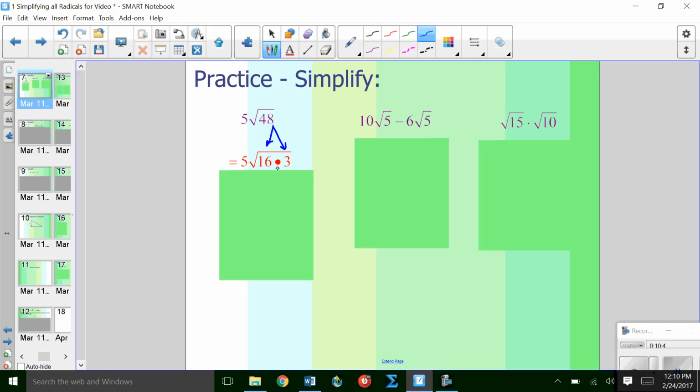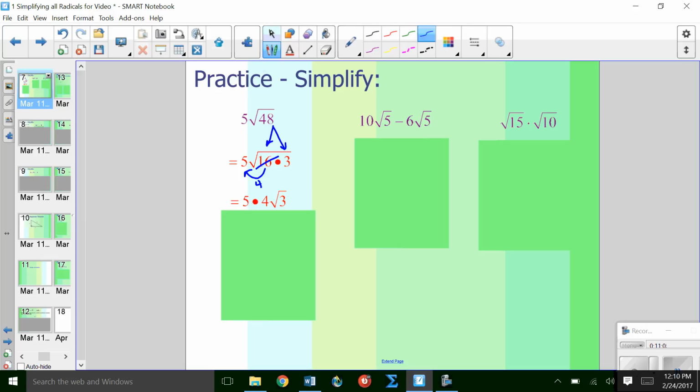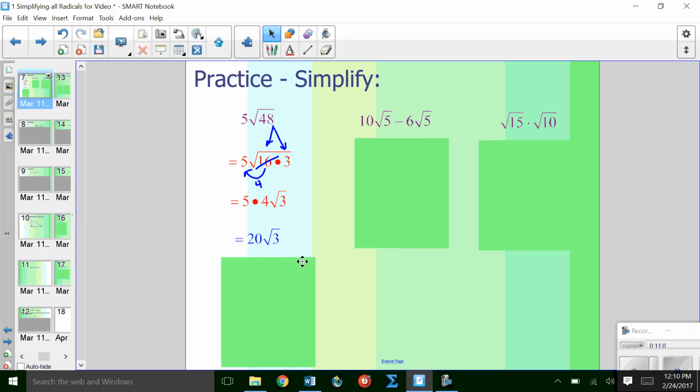So from here, the square root of 16 we can take. And so I often like to show this like I was showing earlier as arrowing out, showing that a 4, the square root of 16 is 4. And that means that on the outside, we're going to end up needing to multiply 5 times 4, giving us 20 and bringing down that square root of 3.